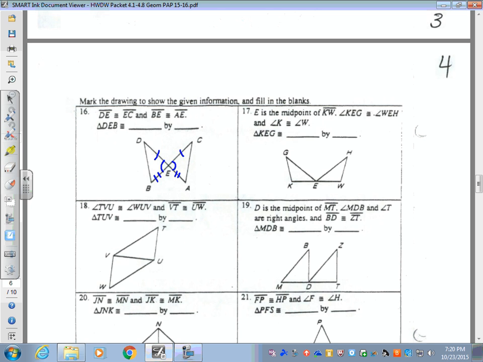So if it's given to you, you have to mark what you know based on the given information. So like on 17, this is a midpoint, so you should be able to mark KE is congruent to EW. And then it tells us that angle KEG is congruent to angle WEH, so we mark the arcs there, and angle K is congruent to angle W, so you mark the arcs there, and then you should be able to come up with your congruency statement. So on the back you have to mark it. Front, it's already marked for you except for known facts. Back you mark.